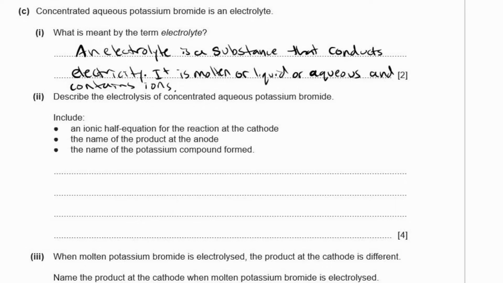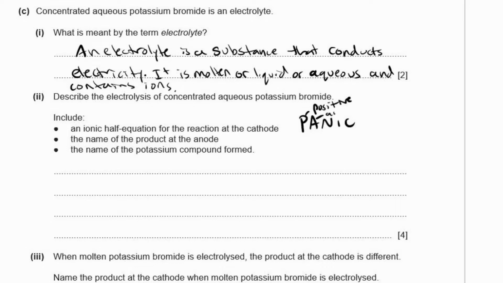2. Describe the electrolysis of concentrated aqueous potassium bromide. In this answer, you have to include an ionic half equation for the reaction at the cathode, the name of the product at the anode, and the name of the potassium compound formed. Okay, this is an electrolysis question, so remember to panic.